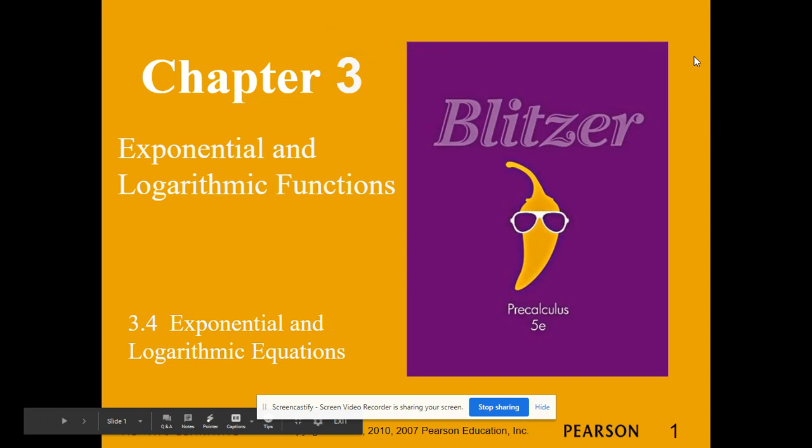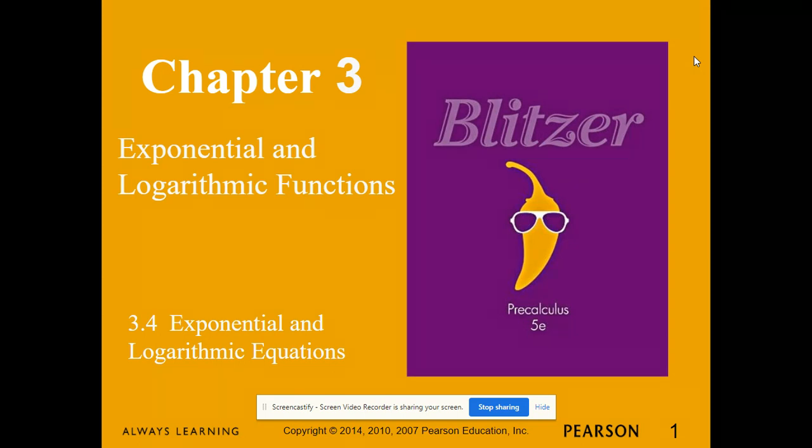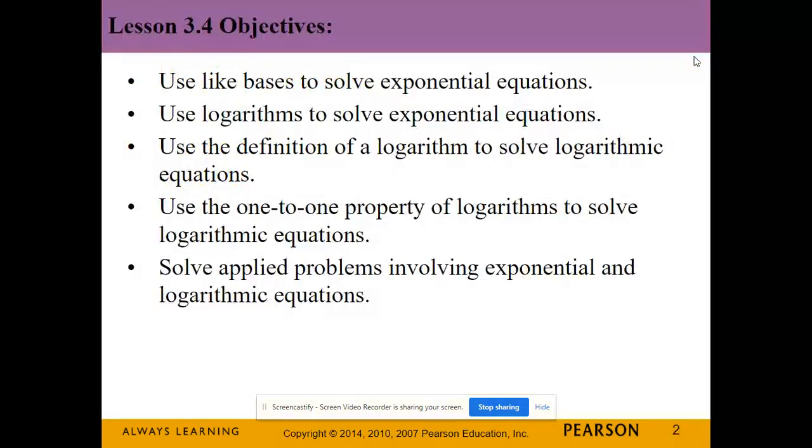Welcome to lesson 3.4. We are going to be solving exponential and logarithmic equations using the properties that we've learned previously in the chapter. So objectives, we're going to use like bases to solve exponential equations. Then we're going to use logarithms to solve exponential equations. And we'll talk about which strategy works best and what scenario you're presented with. Then we'll solve logarithmic equations by using the definition of a log, and then using the one-to-one property of logs. And then we'll look at some applications.